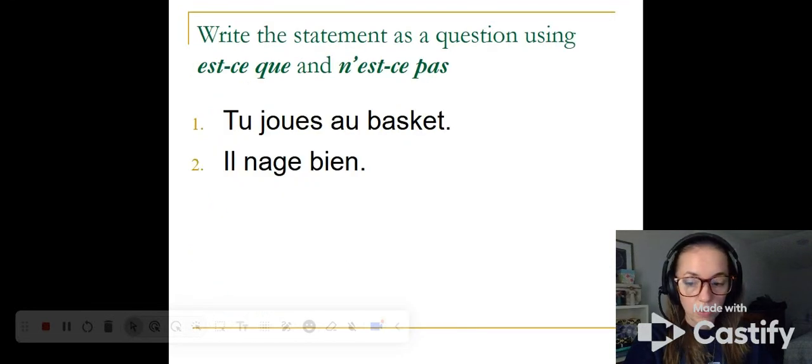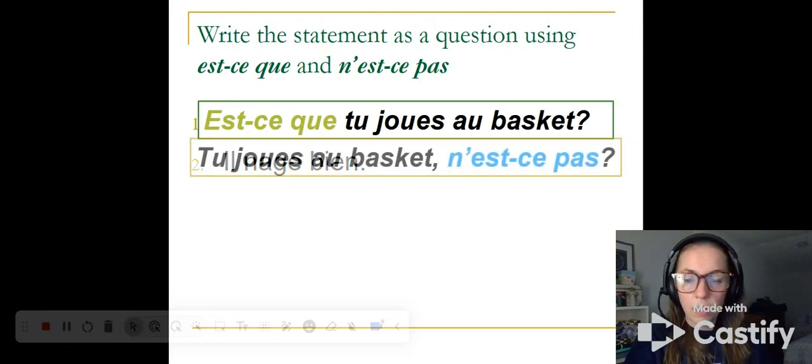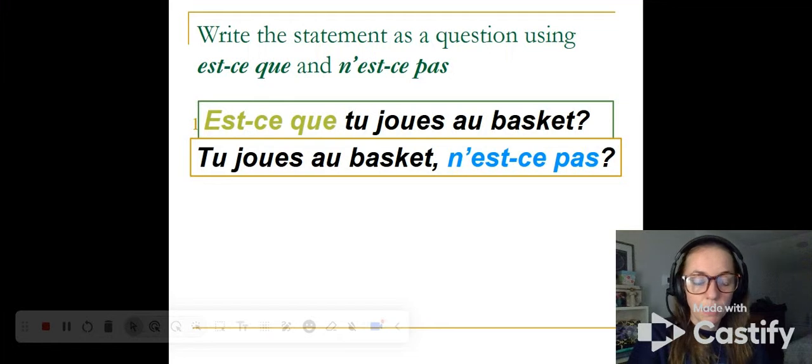Let's look at some examples. The statement tu joues au basket can become a yes-no question with est-ce que and sound like, est-ce que tu joues au basket? Do you play basketball? Notice all of a sudden this "do" is involved. Where did it come from? It came from the fact we turned it into a question. Tu joues au basket, n'est-ce pas? You play basketball, don't you? So now we're expecting you to say, yes, I do.